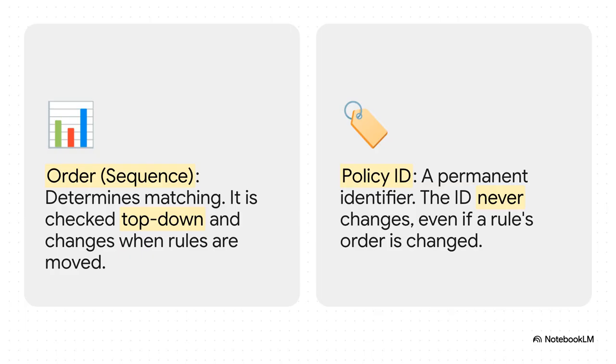Think of it this way. The order is its position in the line at the club. That's what the bouncer, the firewall, uses to process everyone. And it changes every time you drag a rule up or down. The ID, on the other hand, is like its permanent name tag. It's assigned once and it sticks with that rule forever. That ID is what you'll see in log files, so you always know exactly which rule you're dealing with, no matter where it gets moved in the line.